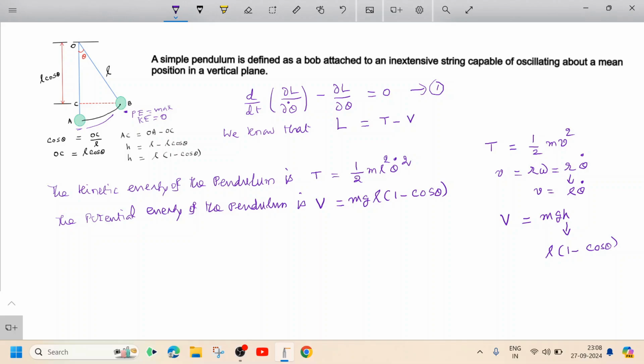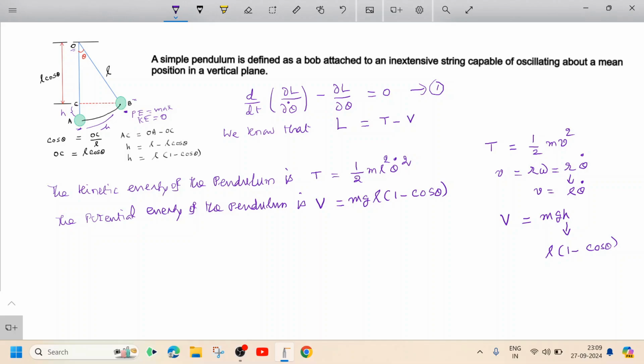Now we may get the difference of height between the mean position and the maximum displacement. The difference of height is represented by h. Here the value of h is nothing but our AC. This is h. With the help of these two positions, we have constructed a triangle COB. With the help of this triangle, we can get the value of OC as L cos theta, because cos theta equal to adjacent side by hypotenuse.